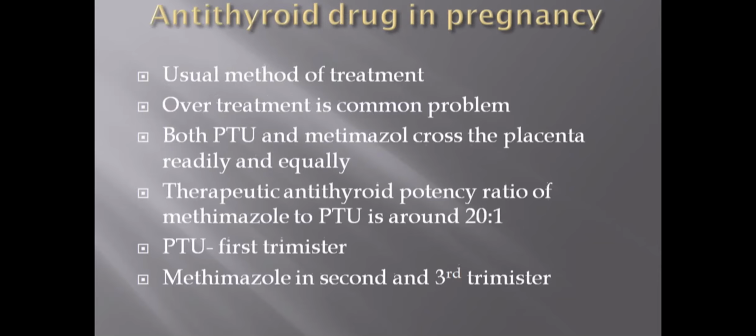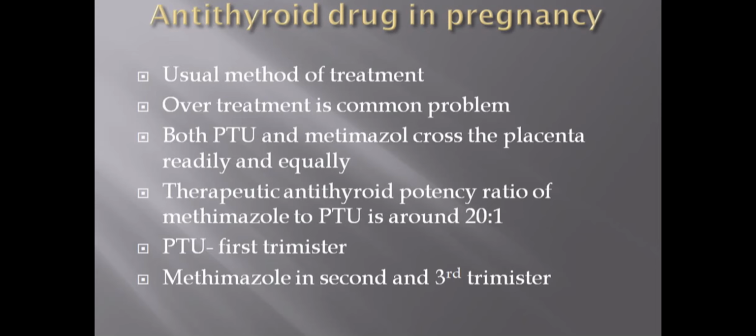The antithyroid drug is the usual method of treatment in pregnancy, and overtreatment is a concern. In the treatment of thyrotoxicosis in pregnancy, overtreatment is more common than undertreatment, and this should be avoided because the antithyroid drug given to the mother will cross the placenta and it will treat the hyperthyroidism in the fetus as well as the mother. We have to take care when we are managing a thyrotoxic mother during pregnancy. When the drug crosses the placenta, the drug will overtreat the fetus and the mother.